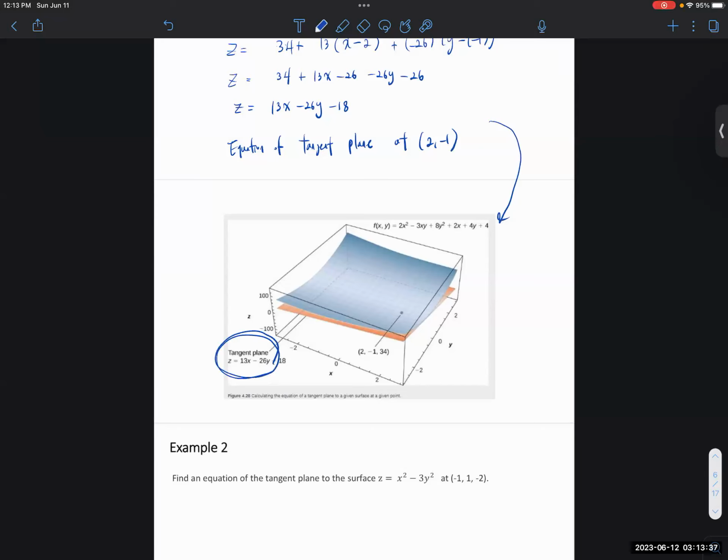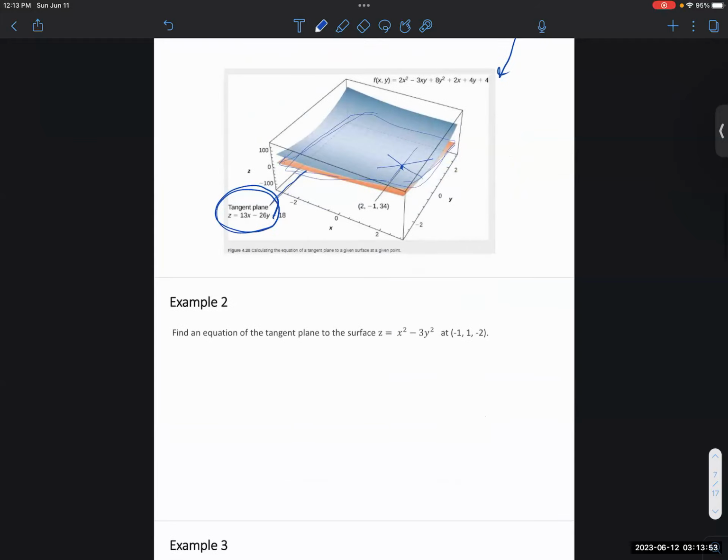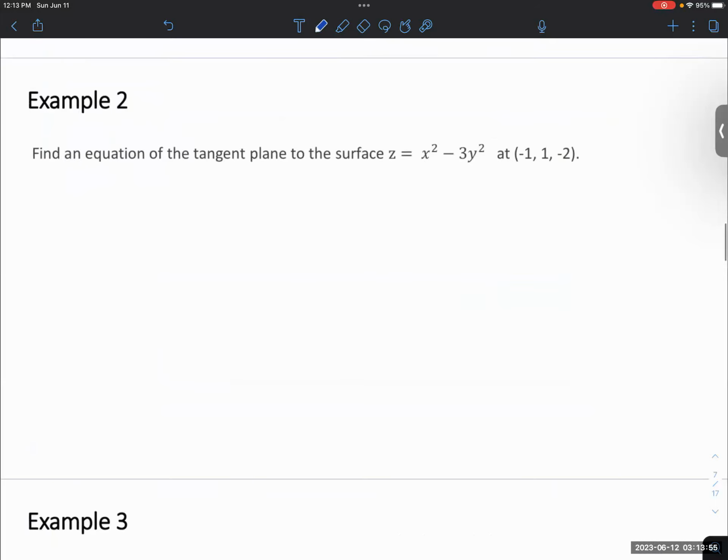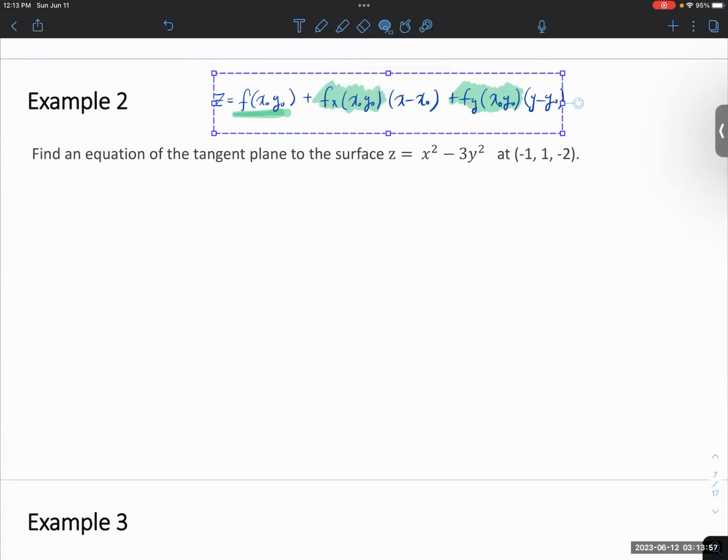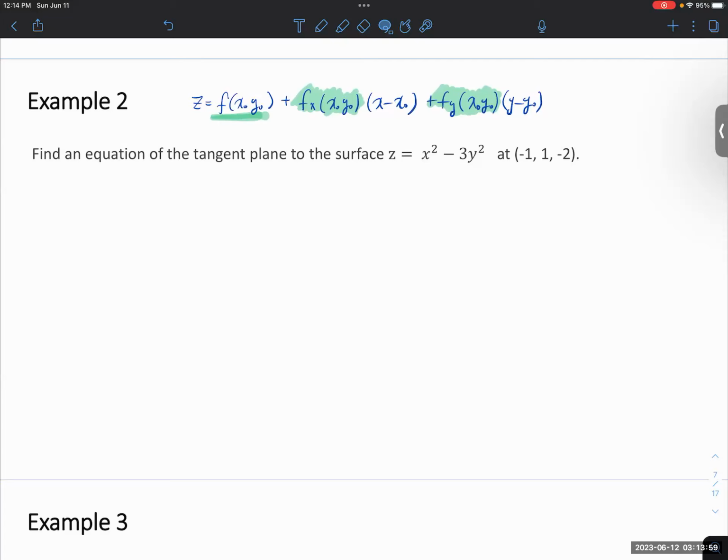Okay, so this one, the bottom one, there are many lines passing through. That's the bottom one, the tangent plane we just found out. So likewise, let's take a look at just a couple more examples. So I wrote down the equation of the tangent plane. So let's take a look at the following example too.